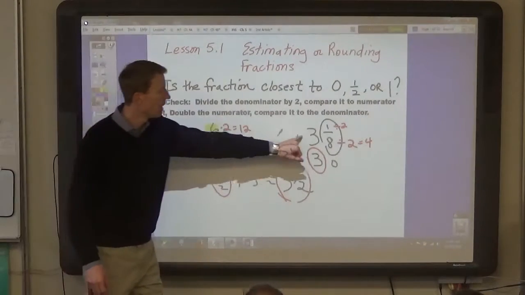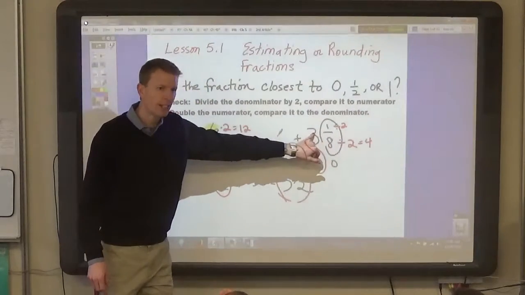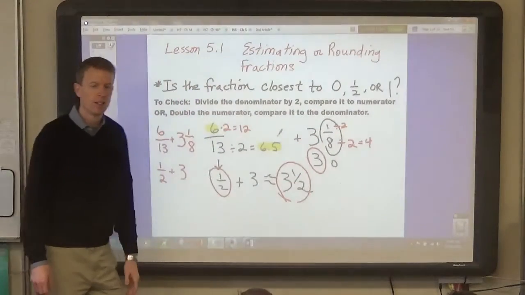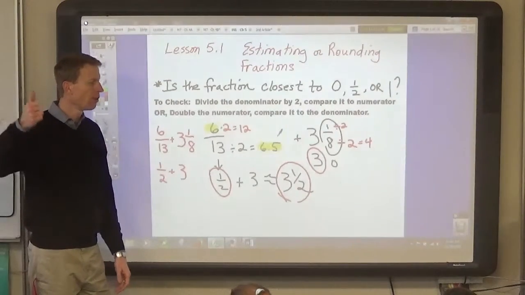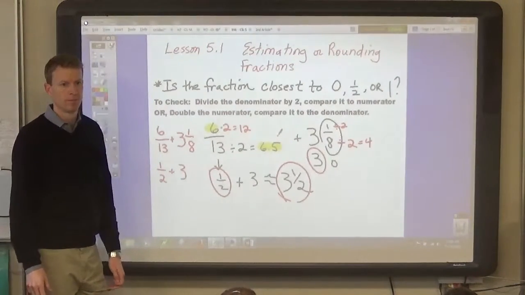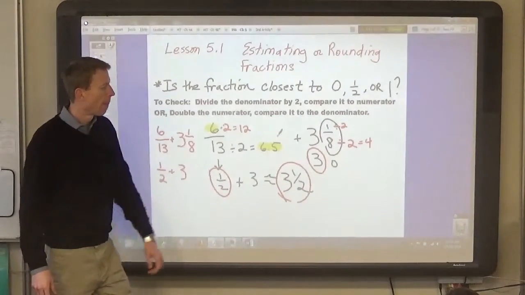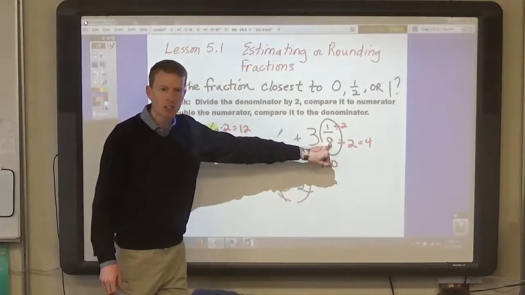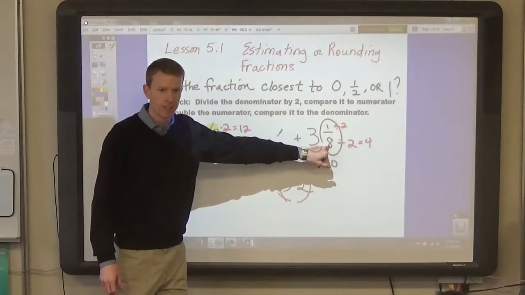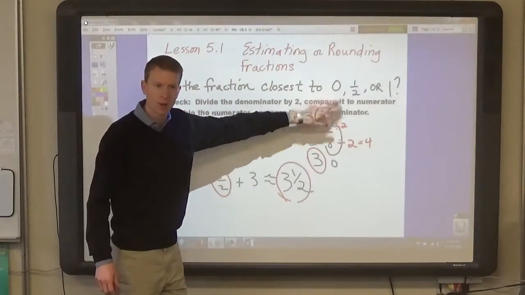Look at this example. Since we're going to add 3 1/8, should we leave this as 3? Or should we round it to 3 1/2? Or should we round it up to 4? Jacob? The best option would be to leave it at 3. Leave it at 3, right. Because 1/8 is not close to 1/2. It's not close to 1, it's closest to 0.